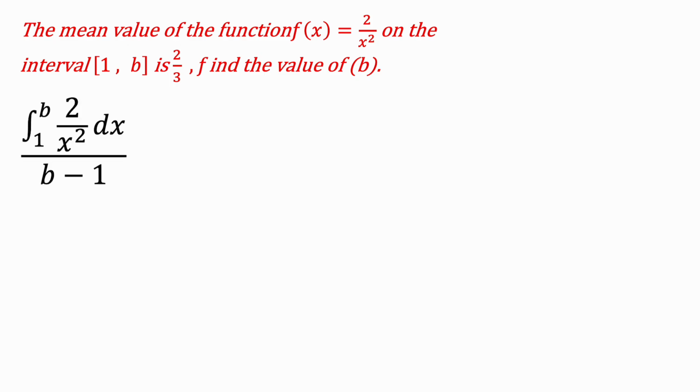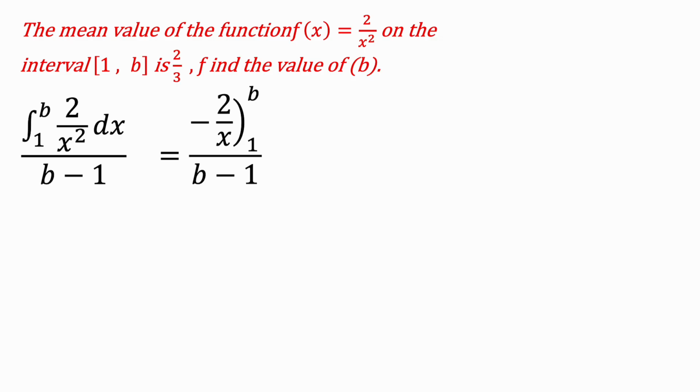So we have the integral from 1 to b of 2 over x squared dx, all divided by b minus 1. Well, the integral of 2 over x squared is very straightforward. Everyone can calculate this integral. 2 over x squared means 2 times x to the power of -2. According to the rule, we add 1 to the power and then divide by the new power. So we get 2 times x to the power of -1 divided by -1. That means -2 over x.